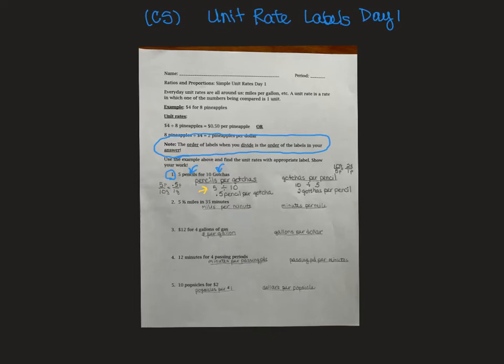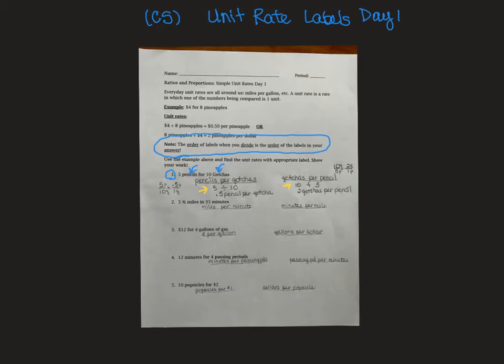In the second one, I've divided gotchas by pencils. Okay, 10 gotchas divided by 5 pencils. And my label is gotchas per pencil. In both of them, I've also shown the proportional way that you can find that. But I'd like to go into each one and do them up here on the side so you can see, as you should have done them on your paper.